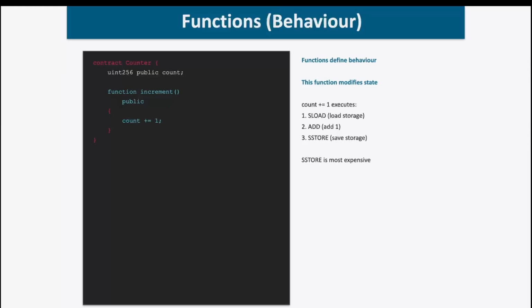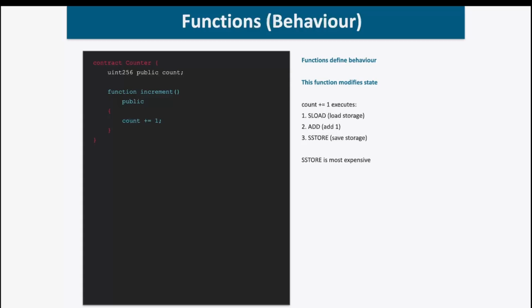State variables hold data. Functions define behavior, what the contract can do. Here's a simple function. Let's parse this. First, we have the function keyword. This declares a new function. Increment is the function name. The round brackets are parameters. In this case, none. Public is the visibility. We'll explain this in the next slide. The curly braces contain the function body. The body does one thing. count += 1.